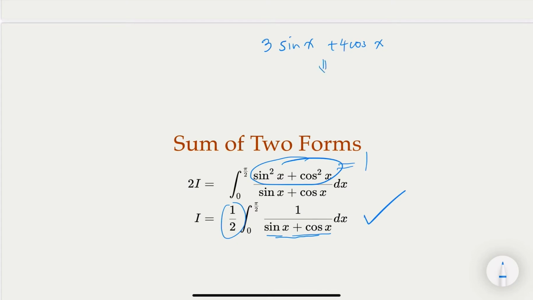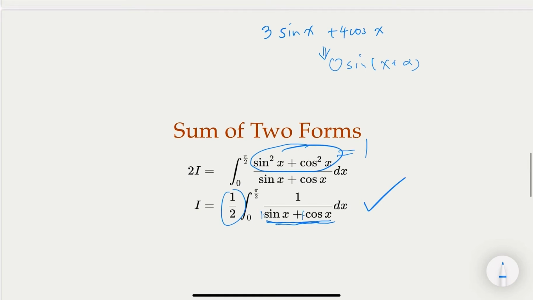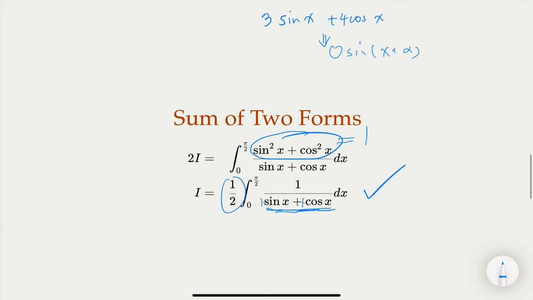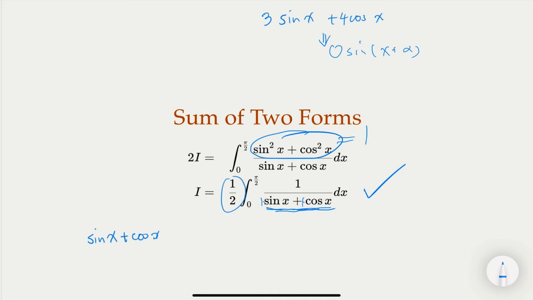Sometimes you can do some multiplication so that it becomes sine x plus something, some alpha, and then there's some coefficient here. Now here, because the coefficient is 1 and 1, it turns out that we can use a square root of 2 and do some multiplication here. So let's do that. So sine x plus cosine x, you can rewrite it as square root of 2 times 1 over square root of 2 sine x plus 1 over square root of 2 cosine x.